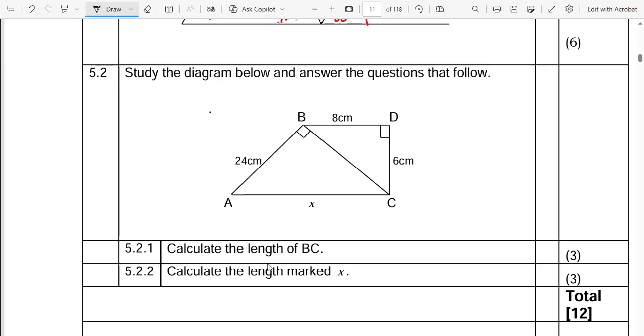They say calculate the length of BC. Let me write down what I have here. This is my BC, and we can see that BC is a common line for ABC and also for BCD. But we need to choose which triangle we should work on. I need the triangle that has at least two sides. So I'm going to work on this triangle to find BC.